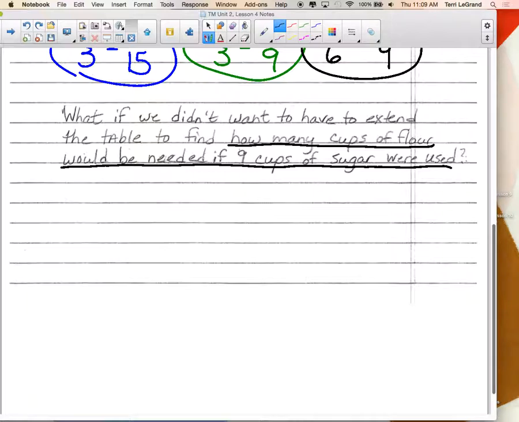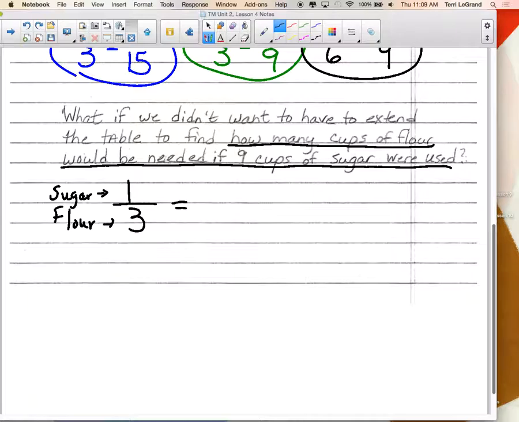So we're going to take one of those ratios from the table. You get to pick. Which one do you want? The first one, the simplest one, 1 to 3? Okay, let's do 1 to 3. Sugar is upstairs and flour is downstairs, so in our other comparison we have to make sure order matters. Where's the 9 going to go in our other ratio? Up or down? 9 cups of sugar, and we're looking for how much flour there is.